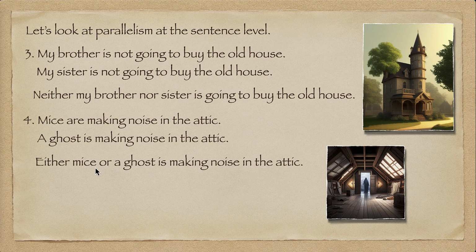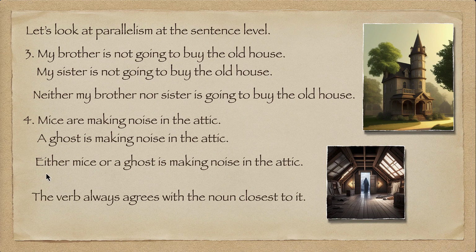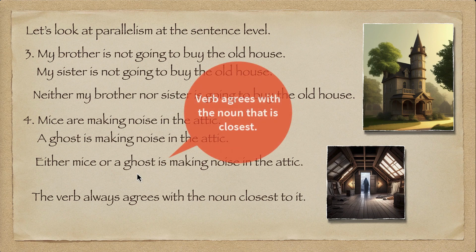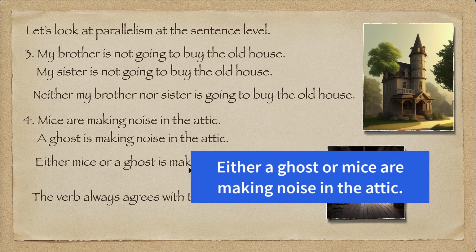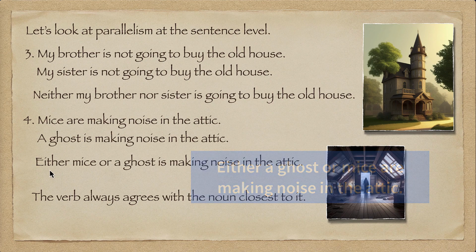Okay, now here's an important lesson: when you have a combination of plural and singular nouns in correlation, the main verb of the sentence is going to agree with the noun that is closest to it. So that is why we don't have are making noise in the attic. We are not adding mice to a ghost. If we had reversed this and said either a ghost or mice, then we would put are here, and the sentence would sound like, either a ghost or mice are making noise in the attic.